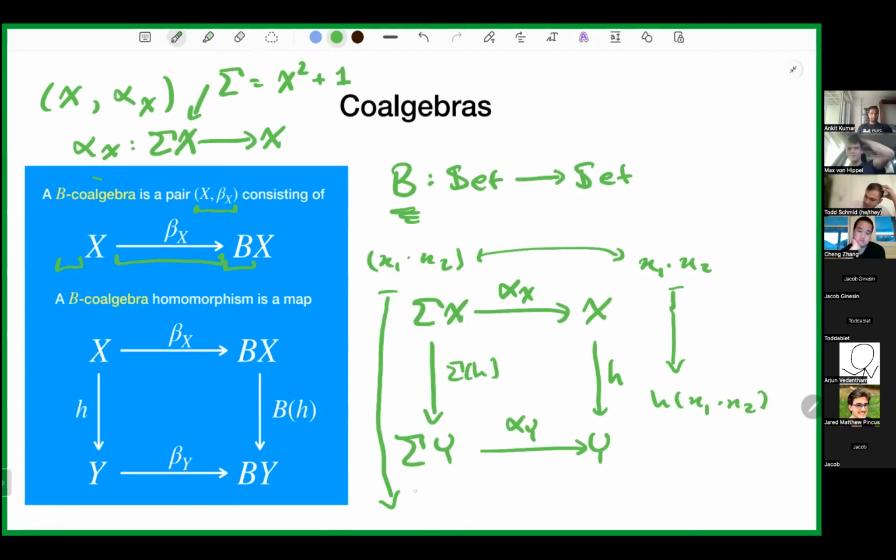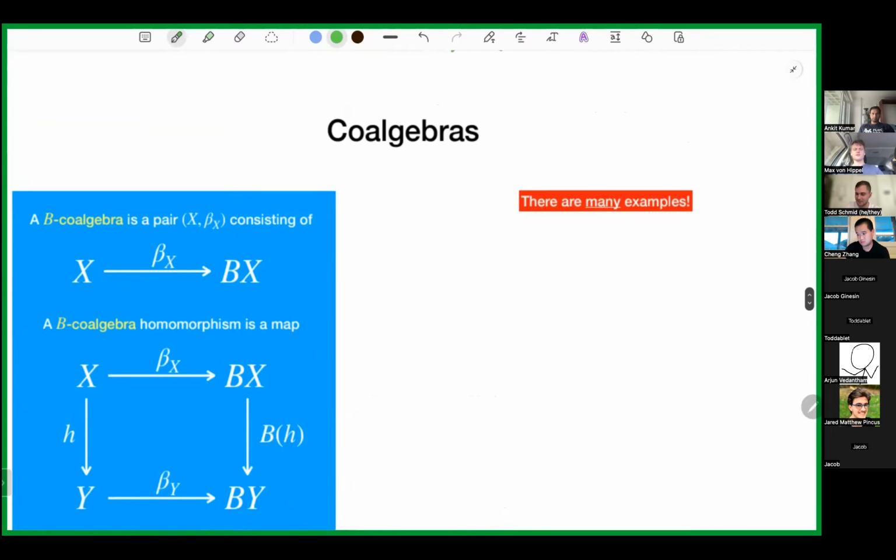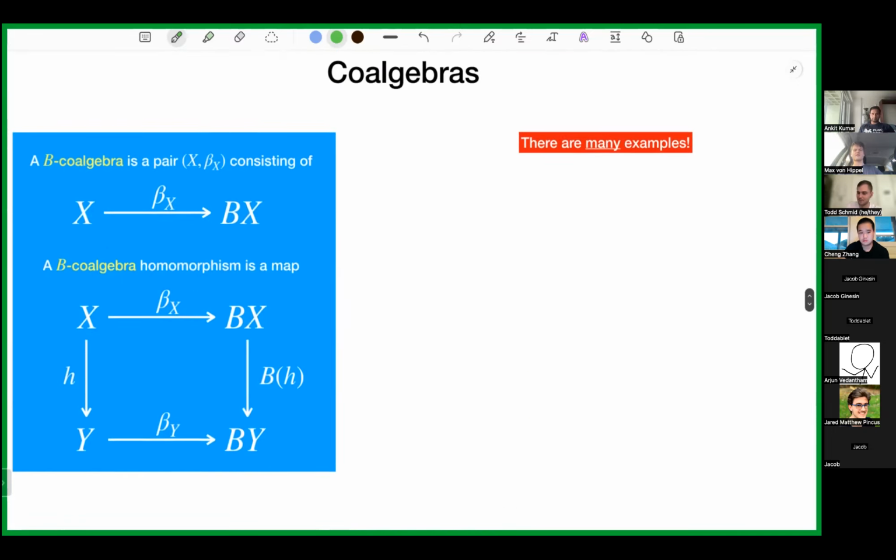So it's going to give you h of x1 and then h of x2, which you interpret with alpha y, which is going to be h of x1 dot h of x2. And the homomorphism condition tells you that these things are equivalent. For coalgebras, we just flip this around. Instead of putting the computation type on the left, we put it on the right. And this captures and unifies many things in many different examples.